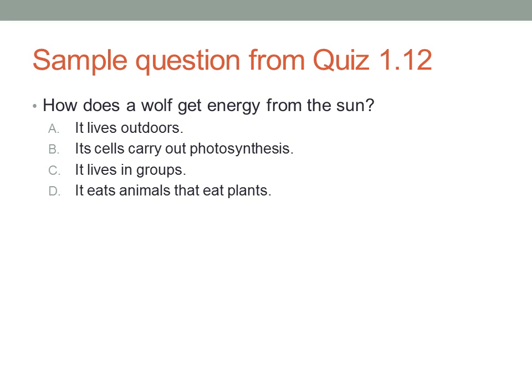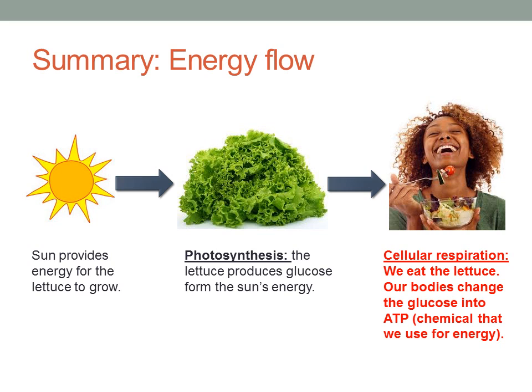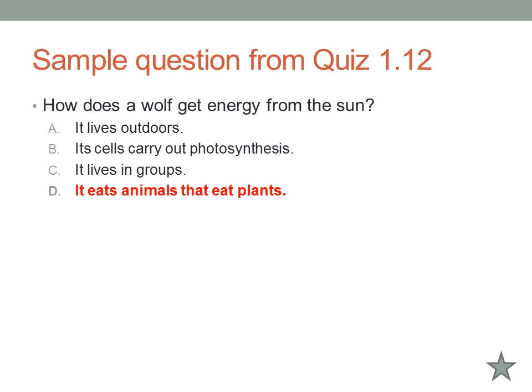Here's one sample question from quiz 1.12. How does a wolf get energy from the sun? A, it lives outdoors. B, its cells carry out photosynthesis. C, it lives in groups. Or D, it eats animals that eat plants. So how does a wolf get energy? A wolf is very similar to us because it can't make its own energy. It has to gain it from another source. Remember, the wolf will probably eat plants and animals that have glucose in them, and they'll be able to change that glucose back into ATP. So the best answer for this one would be D, it eats animals that eat plants.